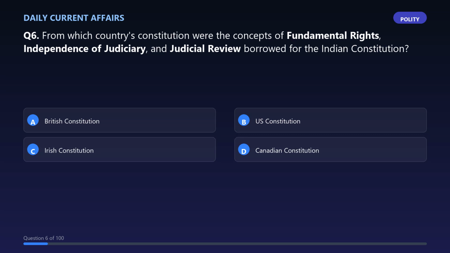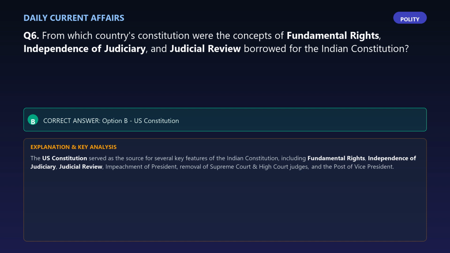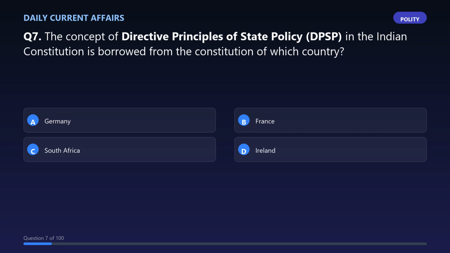Question 6. From which country's constitution were the concepts of fundamental rights, independence of judiciary, and judicial review borrowed for the Indian Constitution? The correct answer is option B, US Constitution. Explanation: the US Constitution served as the source for several key features of the Indian Constitution, including fundamental rights, independence of judiciary, judicial review, impeachment of President, removal of Supreme Court and High Court judges, and the post of Vice President.